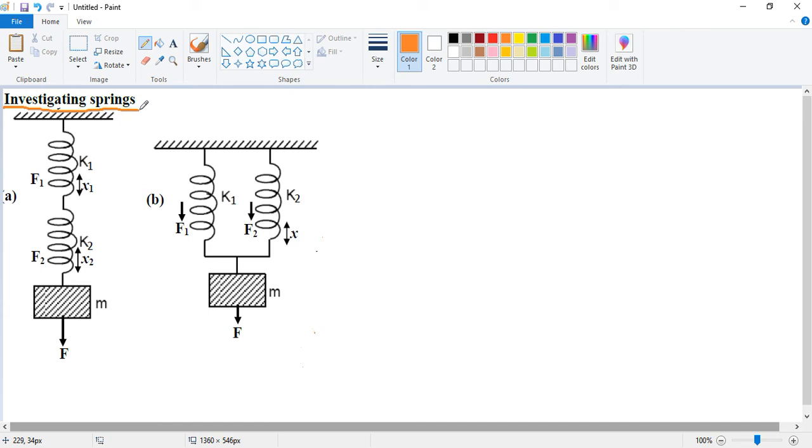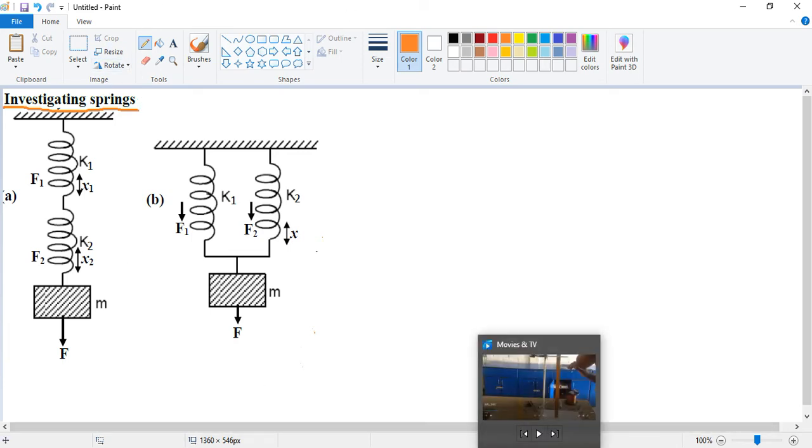If the material does not regain its original length or its original shape, then we can conclude that the material has been permanently deformed. Therefore, the material has undergone what we call plastic deformation. I want us to investigate springs. What happens if springs are connected in series, and what happens if springs are connected in parallel?